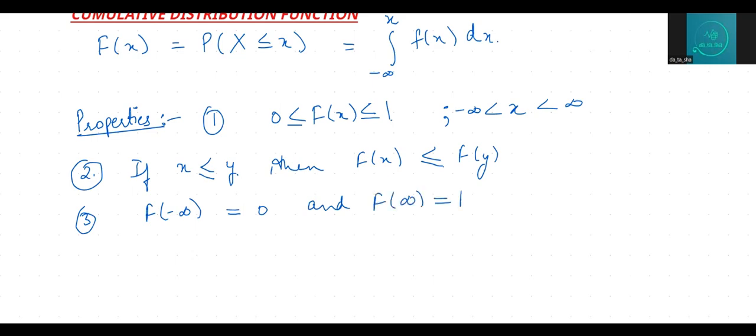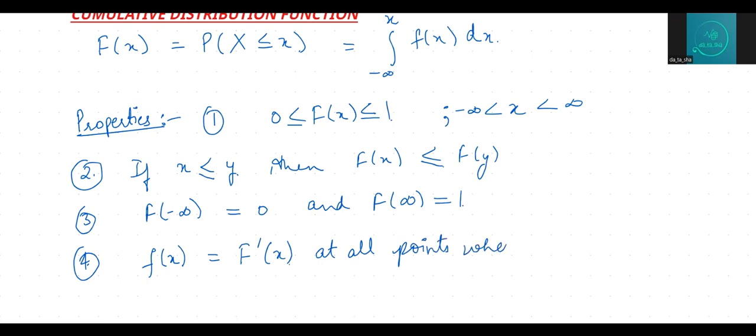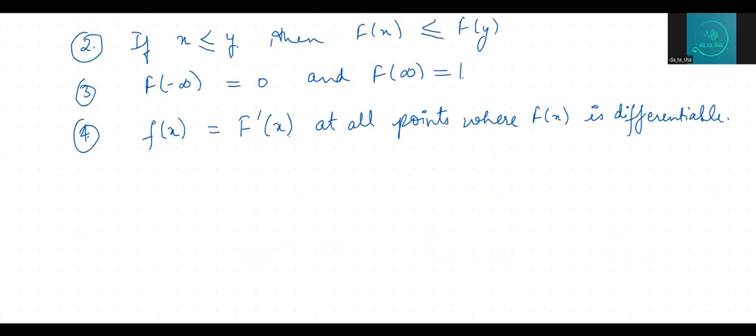And the last property is that the small fx, that means the PDF that we have, is equal to the derivative of the CDF. This is true at all the points where Fx is differentiable. So let us consider one question on the basis of this.